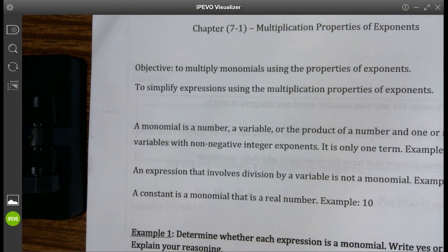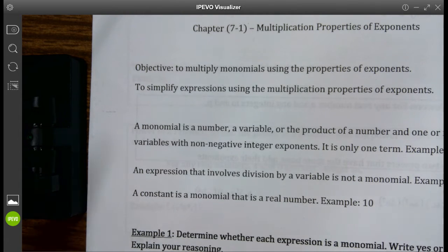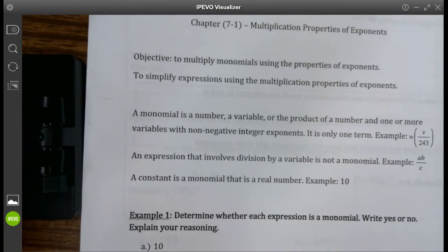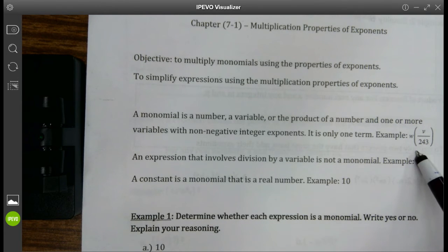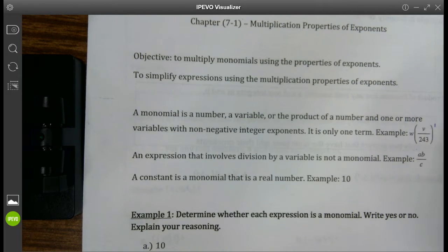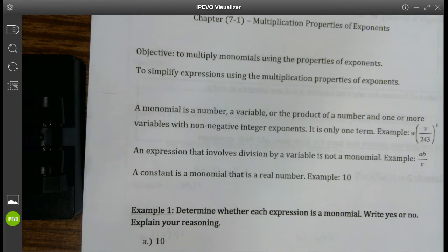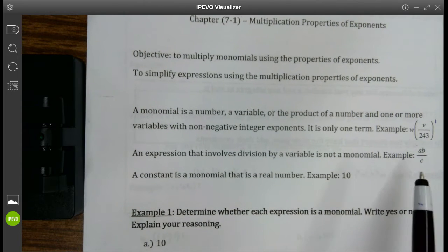So what's a monomial? We just used that word. It is a number, a variable, or the product of a number and one or more variables with non-negative integer exponents. It's only one term. A product is multiplication, with one or more variables with a non-negative integer exponent. So that's like a 1. It's not negative, okay? An expression that involves division by a variable is not a monomial. We're dividing by not a number, but a letter. So that's why it's not a monomial.